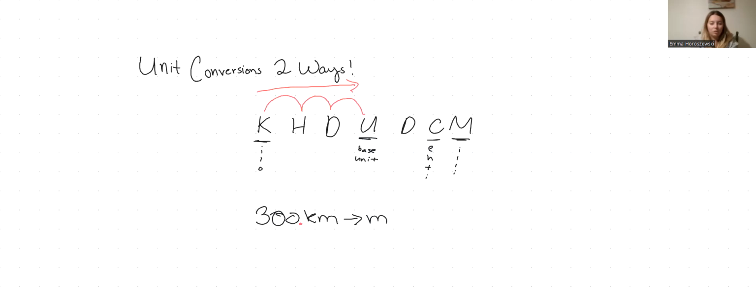So what that looks like when I do it is if I have 300 point, I move over 1, 2, 3 spaces, this is where my decimal lines up, and then I fill in the zeros. So I would go from 300 kilometers to 300,000 meters. Hopefully this is making a little bit more sense now. Let's try one more, and then we will move on to the second way that you can convert units here.